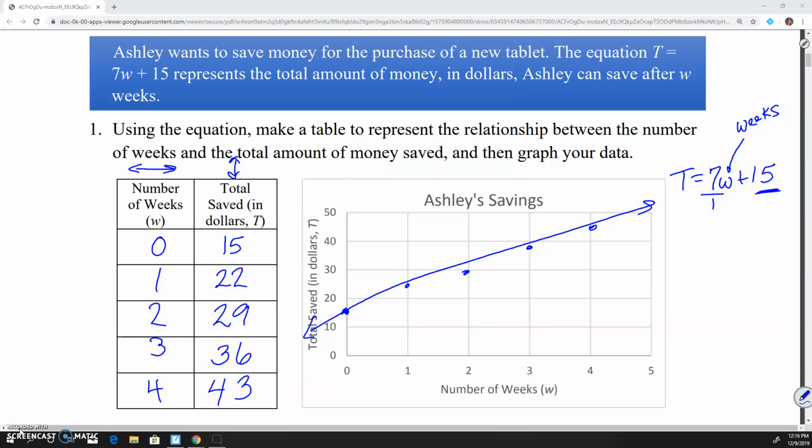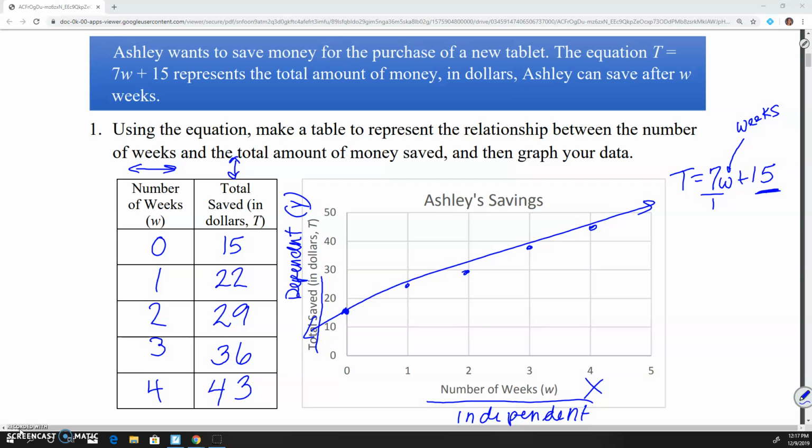What's my dependent variable? Dependent's always my total. Dependent's always y. Yep, this is my dependent variable. It's always y. It's the total saved. My independent variable is number of weeks. It's always my x.